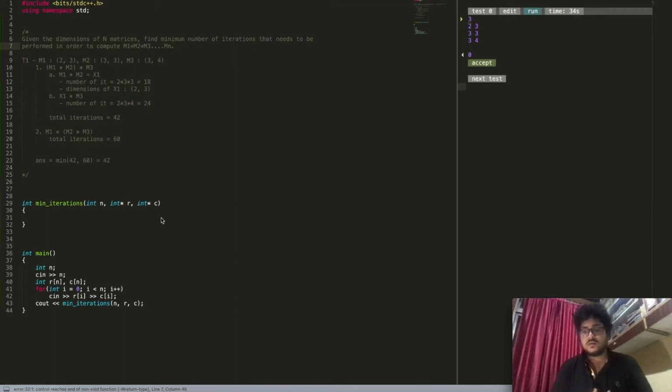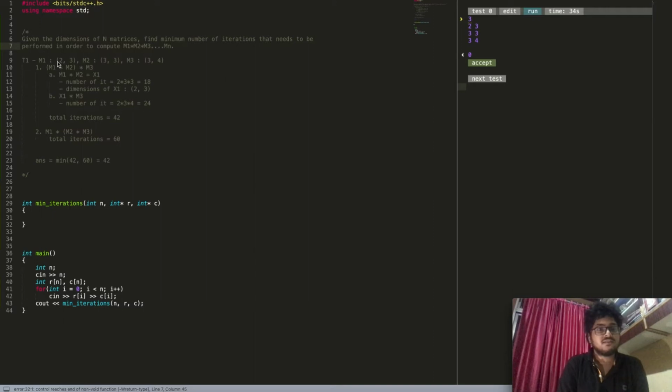Hey guys, so in the previous video we already had a look at the theory of the matrix chain multiplication problem, and in this video we will try to understand how to actually code that problem with the help of the memoization technique. So the problem is, given the dimensions of n matrices, we have to determine the minimum number of iterations that need to be performed in order to compute m1 cross m2 cross m3 cross m4 up to cross mn.